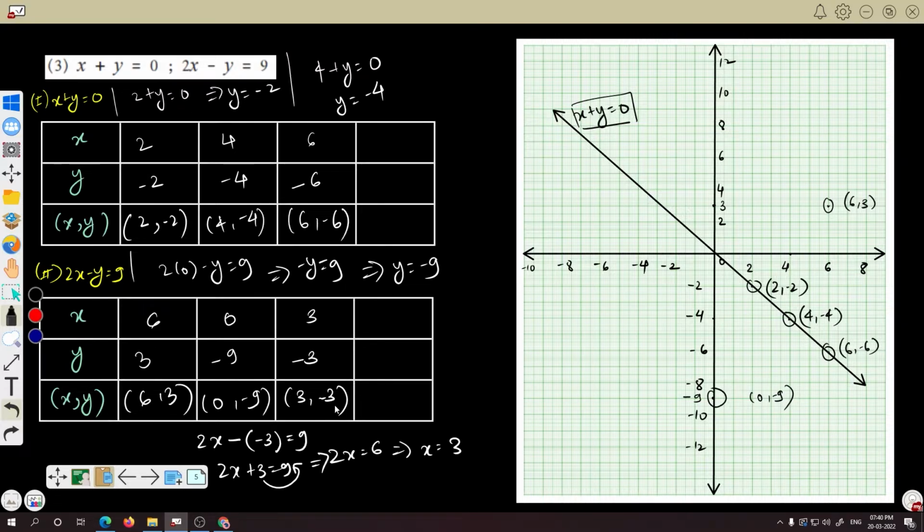Now looking at the last point, that is 3 comma minus 3. Therefore the x coordinate is plus 3, exactly between 2 and 4, this is point 3. And if you want to plot minus 3 on the y axis, this is your minus 3. So before marking the point, I'll erase all the coordinates.